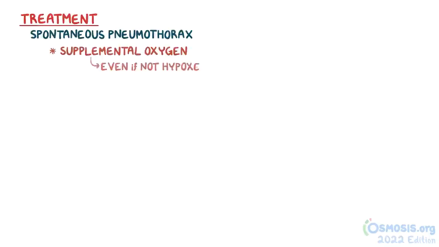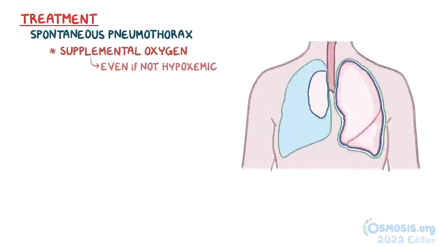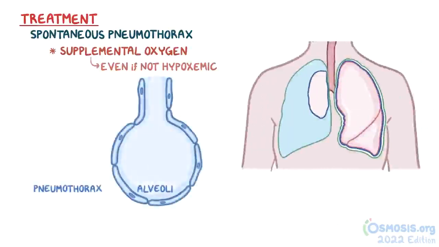Now, initially, all patients with a spontaneous pneumothorax are put on supplemental oxygen, even if they're not hypoxemic. The idea behind this is that the air in both the alveoli and the pneumothorax is mostly composed of nitrogen, about 78% nitrogen. So, by giving oxygen, we make the alveolar air mostly contain oxygen with very little nitrogen. This increases the nitrogen gradient between the pleural space and alveoli. So, nitrogen in the pneumothorax will just diffuse from the pleural space to the alveoli, allowing the individual to essentially breathe most of the air in the pneumothorax right out.